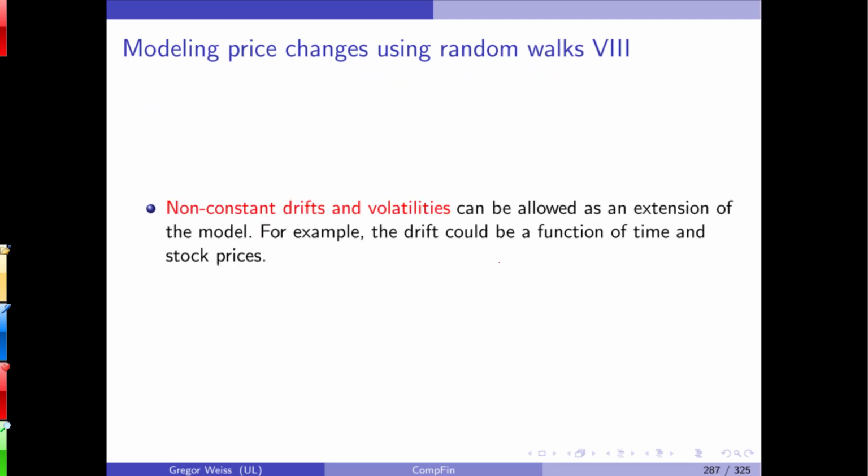You can also include non-constant drifts and non-constant volatilities. It would simply mean that instead of mu constant, you would substitute mu by a function in, say, St and t, and you would use sigma also as a function in St and t. It makes the model more realistic, makes it more complicated, but it's still a Wiener process.